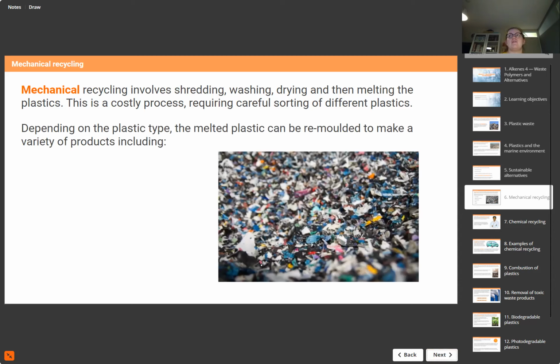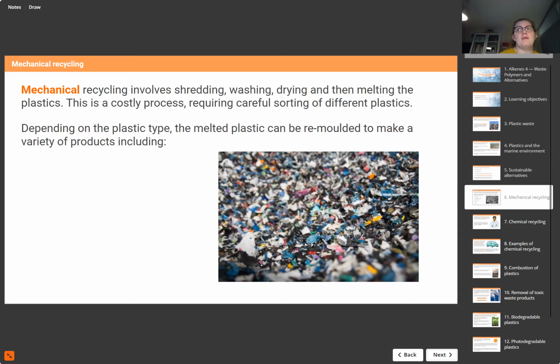And again, anything that you recycle has to be clean. Lots of people put lots of things with food waste on it. So then that adds another stage in. It means it has to be cleaned before it can be shredded and before it can be washed if there's too much muck on it. And often in those situations, they'll just chuck it, and they'll often chuck a whole lorry full because they'll just go, oh, this is all contaminated, we don't want it. So depending on plastic type, the melted plastic can be remolded to make a variety of products.